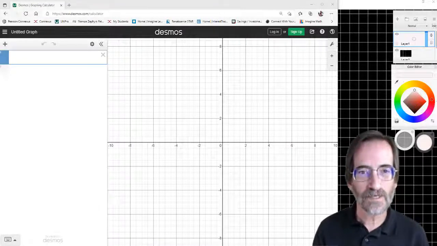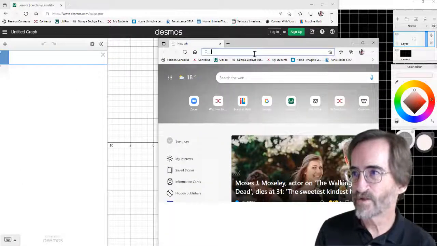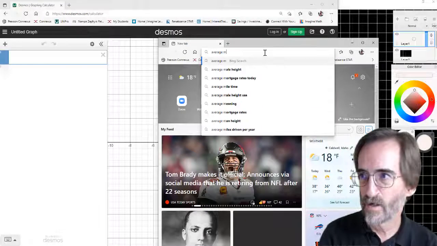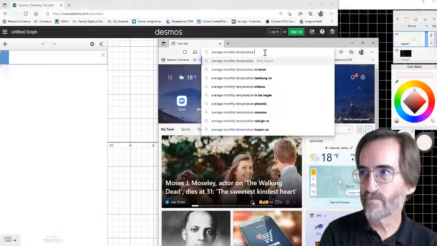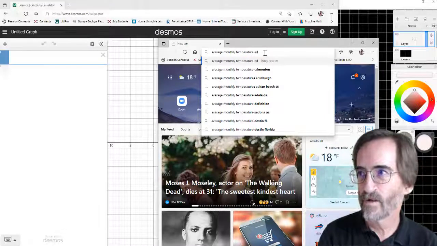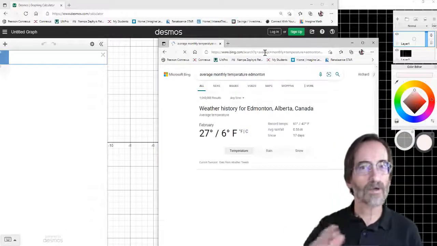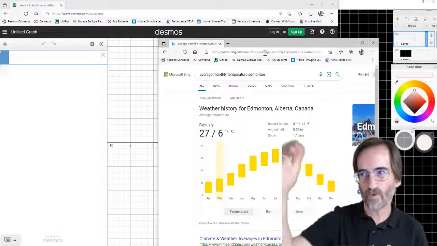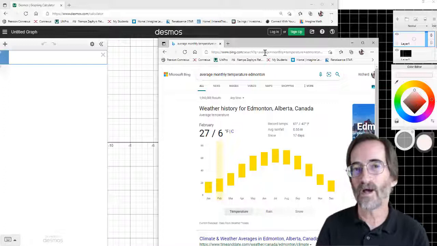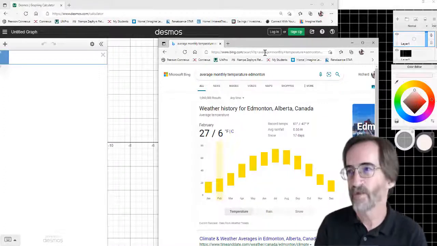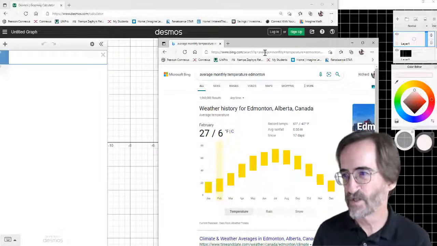So let's take a web browser here. And I'm just going to type average monthly temperature. And I'm going to do Edmonton, Canada. Okay, because I want a city that's way far north, and I'm going to record data for 3 different cities at 3 different latitudes. So I want a variety. And we'll see what latitude does to average temperatures.